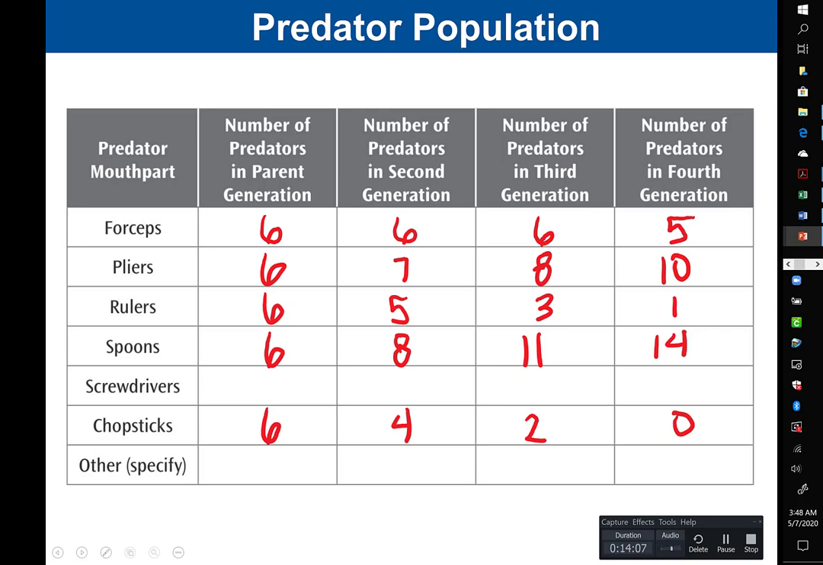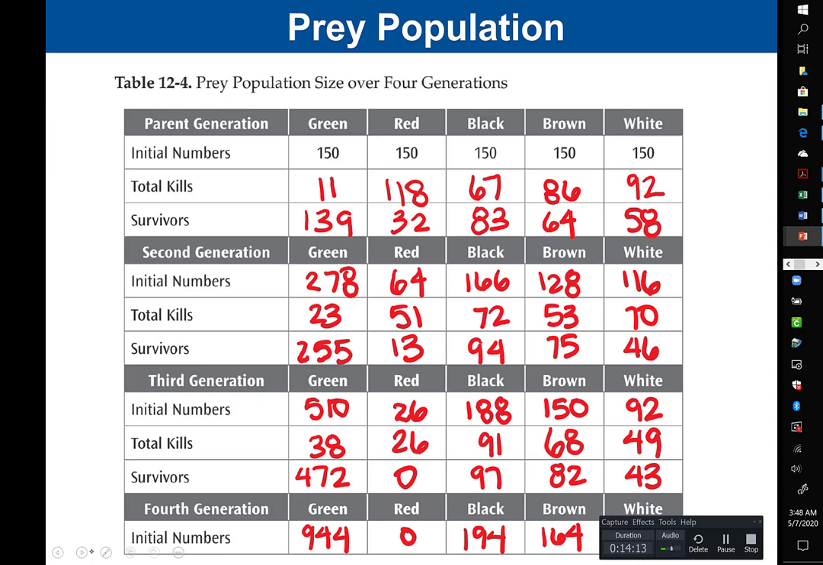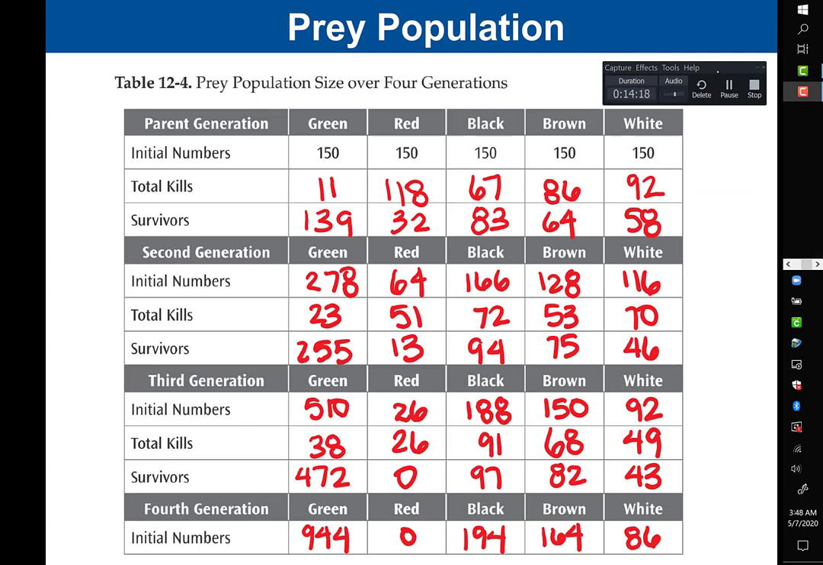Now, let's look at the prey table. So here is the prey table. Let me move this up here for a second. Here is our prey table, right? And so what we're looking at is the prey population over time. When you're graphing this part, it's a little bit confusing when you look at this to know which part you should be graphing. Again, we're looking at the prey population over time.